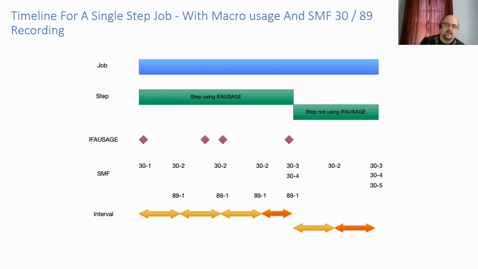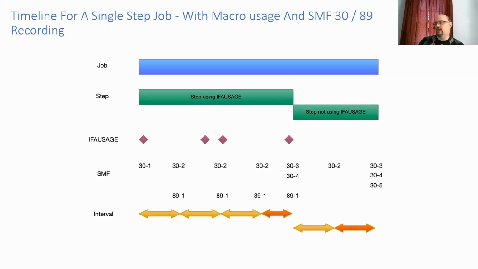Moving your way down here, the picture shows where the various SMF type 30s as well as the 89 subtype 1s get issued. We have several intervals. This job runs over a few SMF intervals, so you can see where we issue the interval records. Those are the subtype 2s, as well as the 3s for the last interval in the step. The subtype 4s are the step end, and you'll have 2 of those, as well as the subtype 5s. And then again, you can see where the 89 subtype 1s get issued.